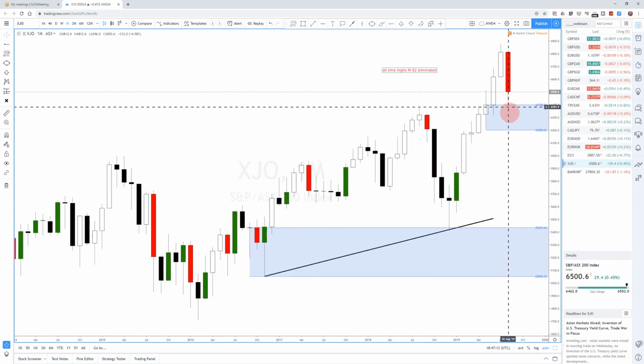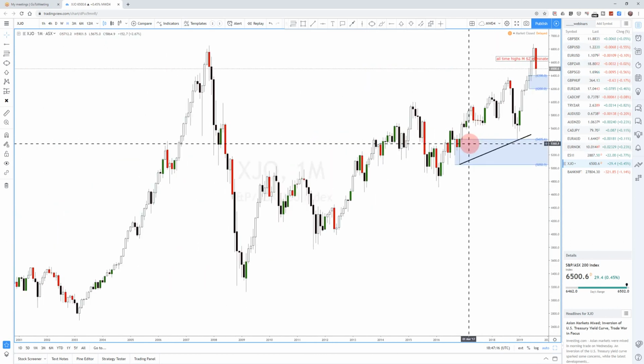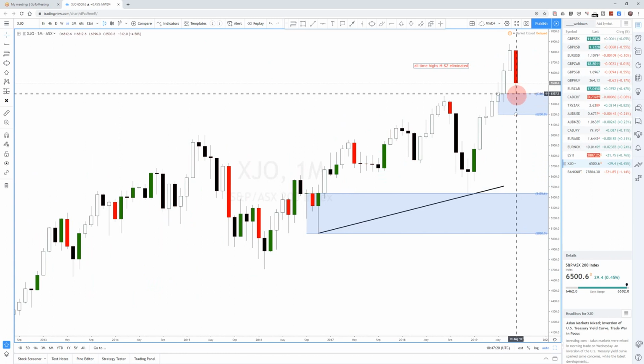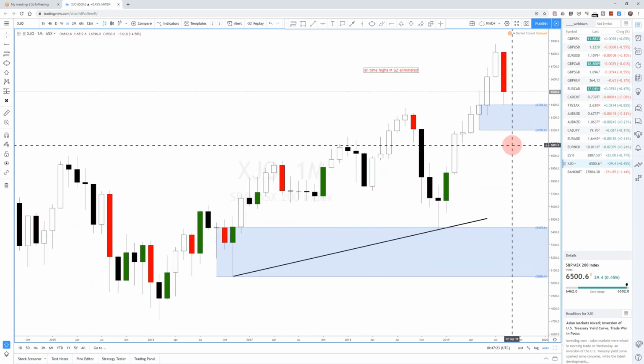So we have monthly area of demand, and the monthly area of supply here eliminated, so monthly demand in control. So what do we want to do? What is it that we have to do?